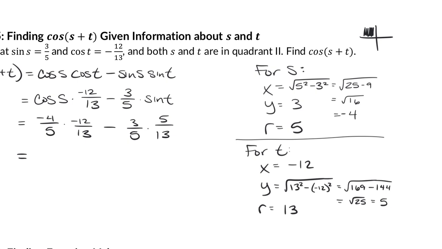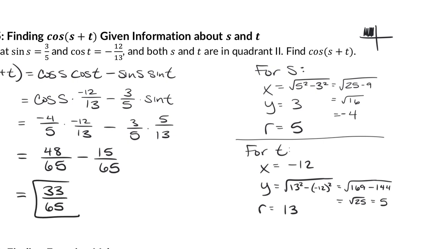Fraction moment. -4 times -12 is +48. 5 times 13 is 65. 3 times 5 is 15, and 5 times 13 is 65. 48/65 minus 15/65 is 33/65. We did it.